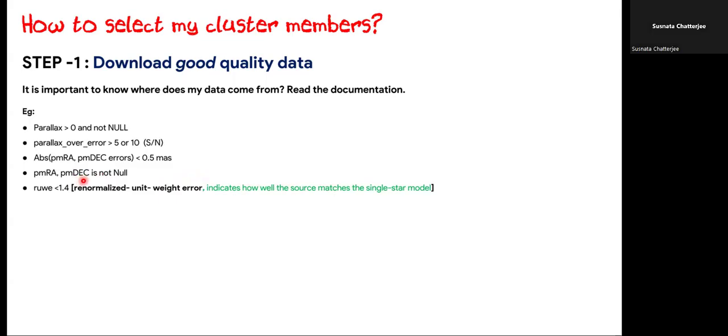And a new feature that is added in Gaia DR3 is RUWE. A RUWE cut of less than 1.4 ensures that each data point is indeed a single star and not an unresolved binary.